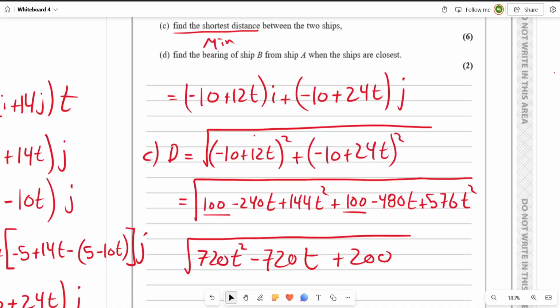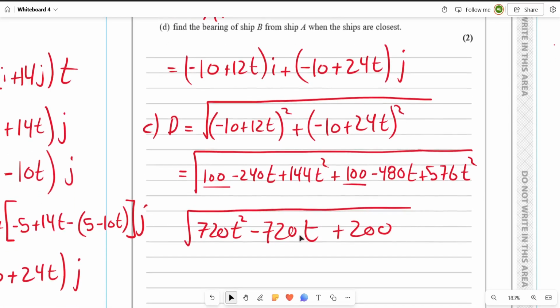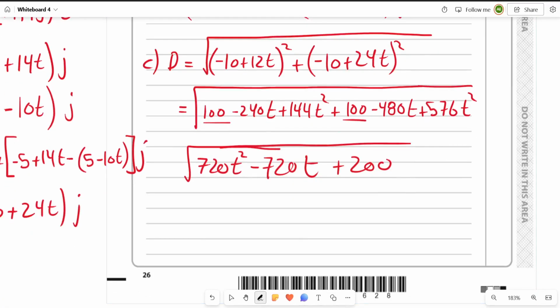That's when we think about the critical points. We think about differentiation. So to get the minimum distance, obviously you're not going to keep on trying different times and see which distance is the shortest, right? So to do this, we need the whole thing under the square root to be a minimum, right? So why don't we differentiate what's under the square root?